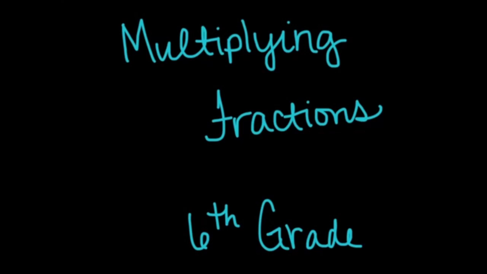Multiplying fractions. To multiply two fractions, you first multiply the numerators and then multiply the denominators, and then write the product in the simplest form. So we'll have numerator times numerator over denominator times denominator, and then we will reduce that to get our simplest form. So let's look at our first example here.